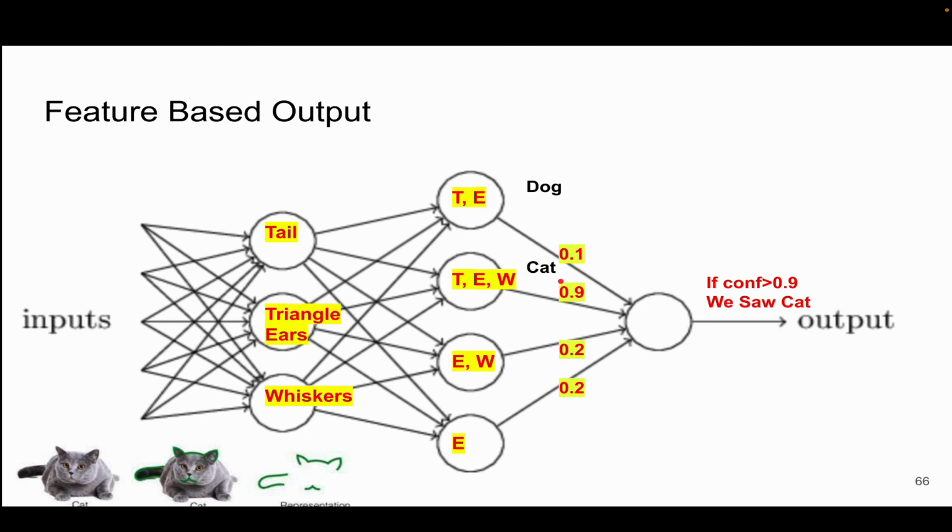Understood? So based on that, we will set a threshold: if the value is more than 5, then it is a cat. If the value is less than 5, then it is a dog, right?